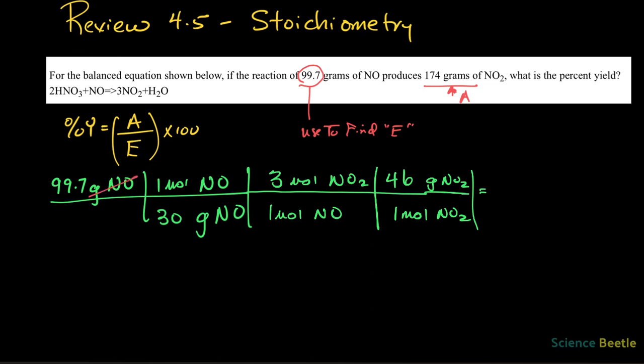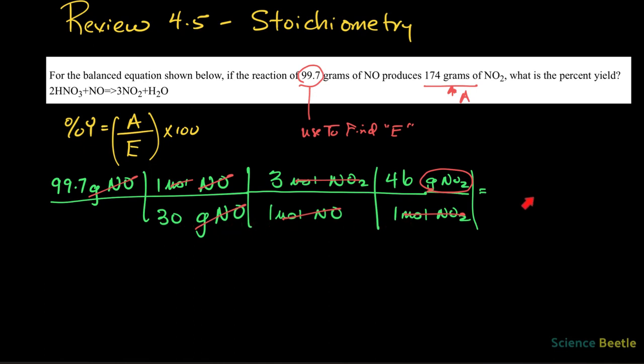Cancel what can be canceled. So the grams of nitrous oxide, same here, and the moles cancel out, and then the moles of nitrogen dioxide cancel. So the final unit that we have, or the answer, should be the grams of nitrogen dioxide. So what you want to go ahead and do is do the math all the way across. You can multiply all the numbers in the numerator first and divide by the product of the denominator.